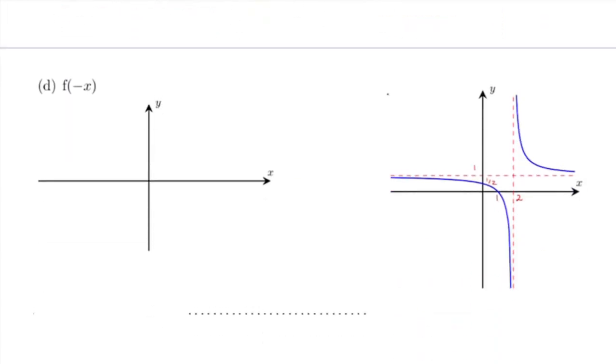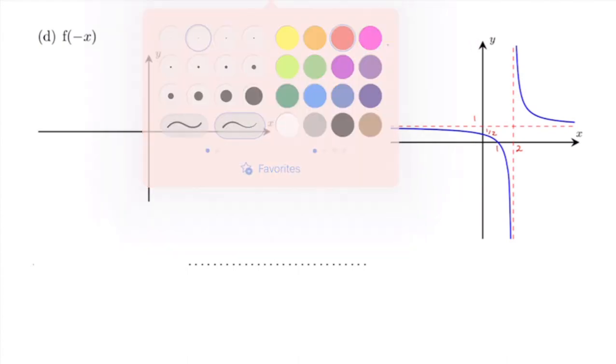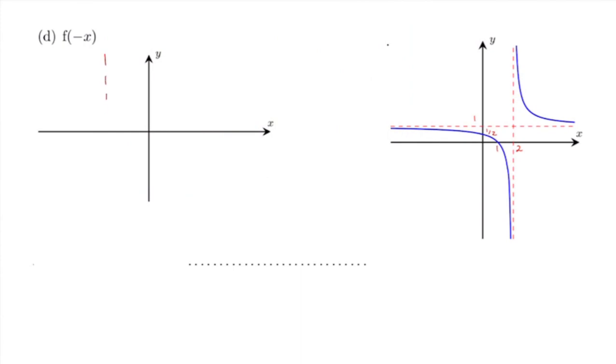And again, the final one that we're going to look at is f of minus x, or negative x, which is a reflection in the y-axis. Look at the original, we had a vertical asymptote at 2. We reflect in the y-axis. That will become a vertical asymptote at -2. Our horizontal asymptote is still at 1.